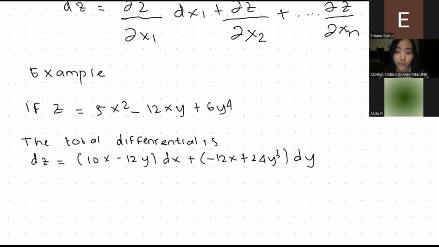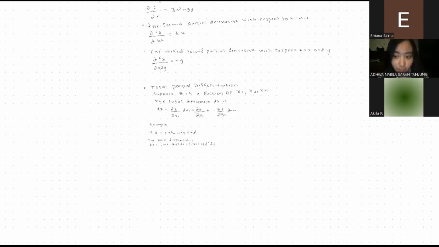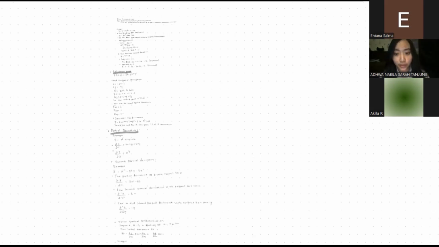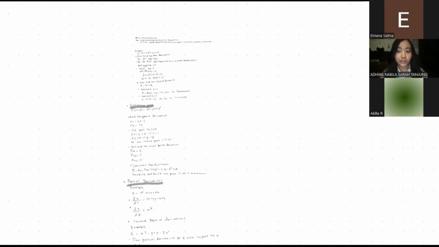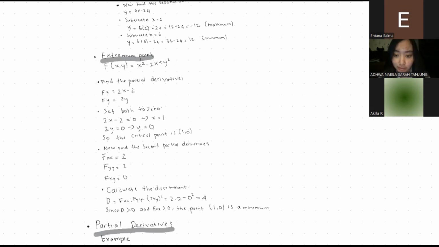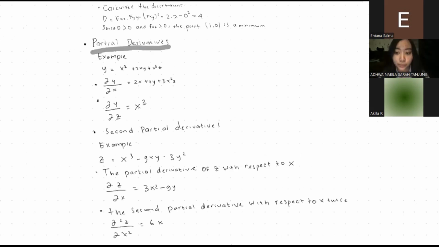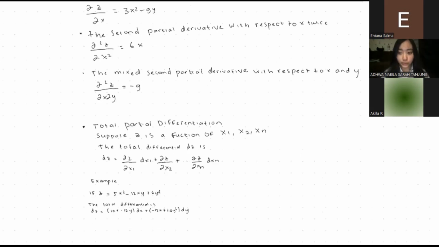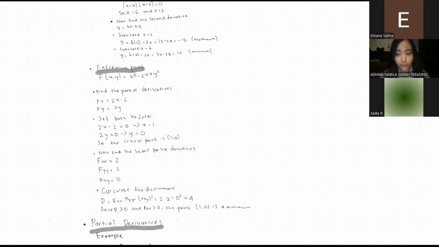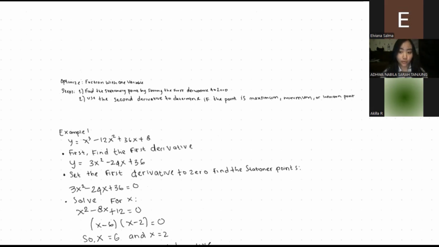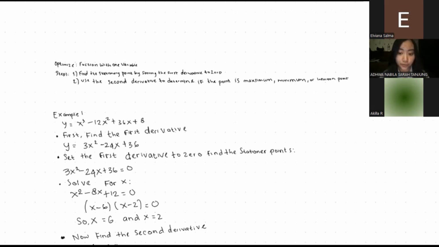Today, we have discussed optimization for function with one variable, extreme point, partial derivative, second partial derivative, and total partial differentiation. Each concept built on the previous one, and together they help us analyze and solve problem involving function of one or more variable. Thank you for attention.